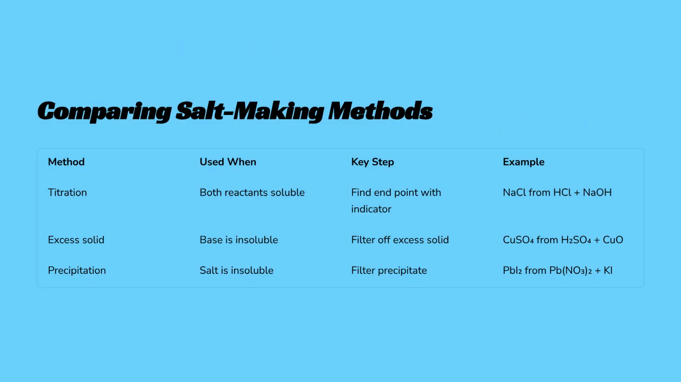To compare the methods, titration is for two soluble reactants and uses an indicator. Excess solid is for an insoluble base, filtering the solid. Precipitation is for insoluble salts, where you filter the precipitate.